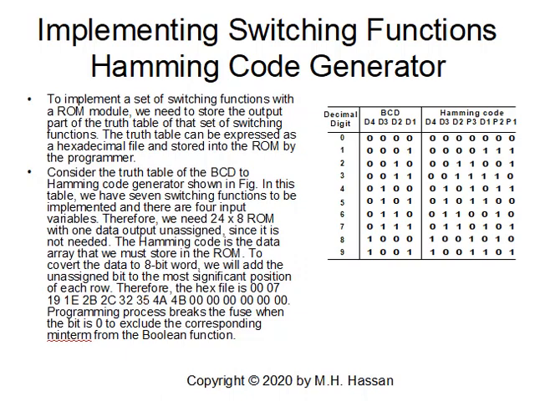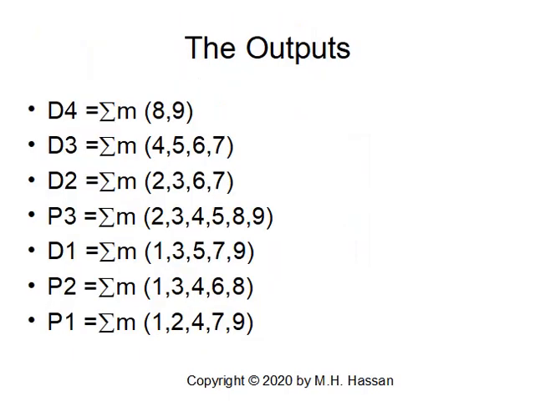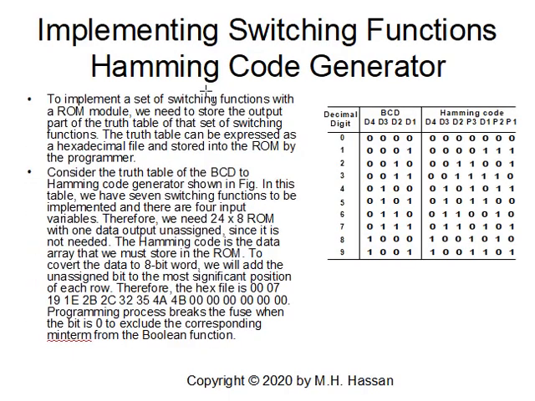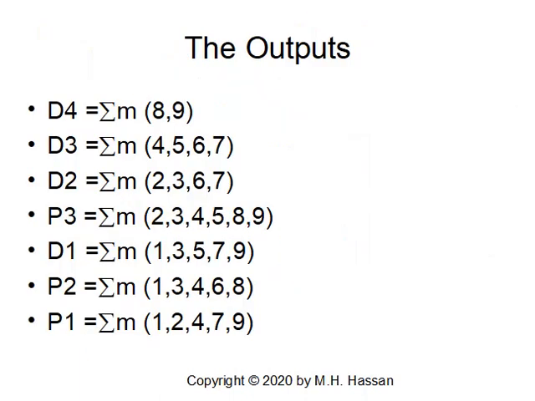So the sum of minterms came from here. As you can see, D4 is the sum of minterm 8 and 9. So it is 8 and 9, 8 and 9. See, 8 and 9. So this came from the truth table. D3 is the sum of minterms 4, 5, 6, and 7. And this is what we see, 4, 5, 6, and 7, and so on and so forth.